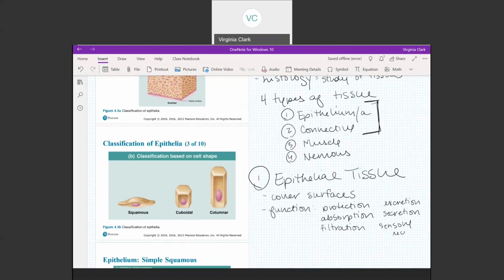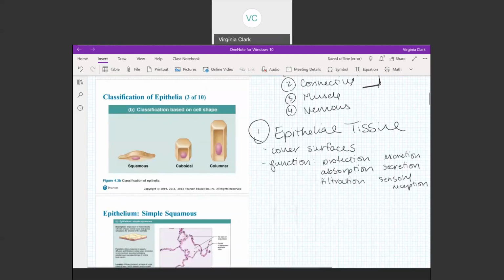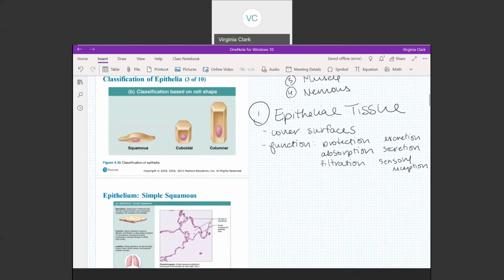So all of these are the functions of epithelial tissue, which is why we need all of these pieces when it's lining our internal, our external cavities and our glands. So all epithelial tissue is going to have a couple of general characteristics. All of them are going to fall into these overarching structural characteristics.